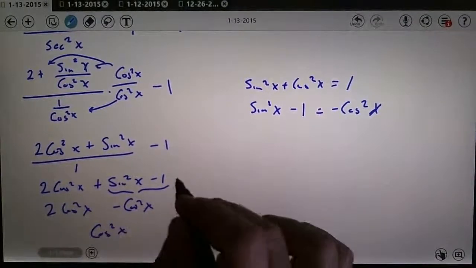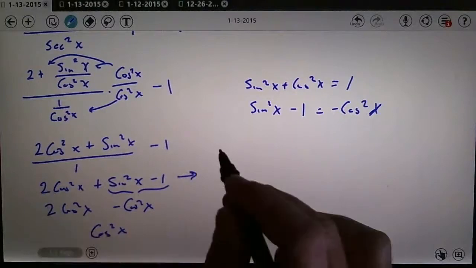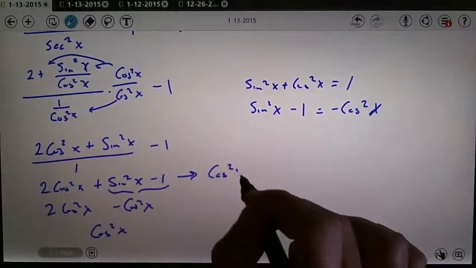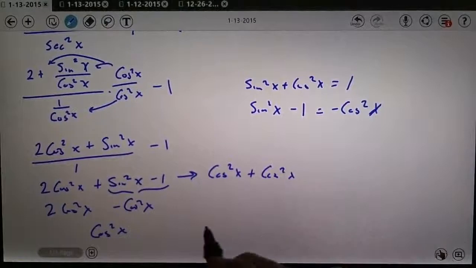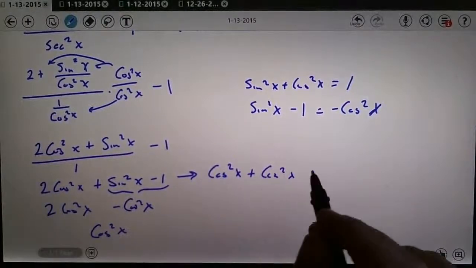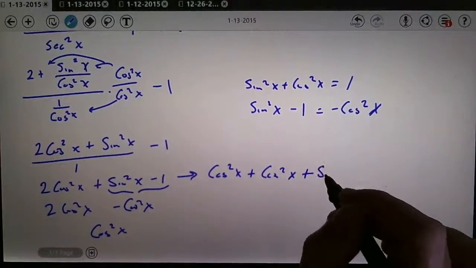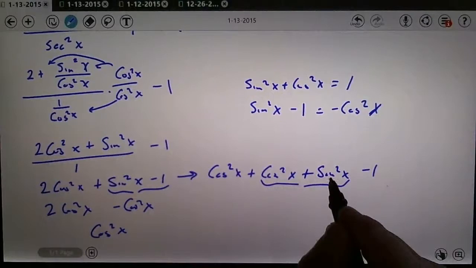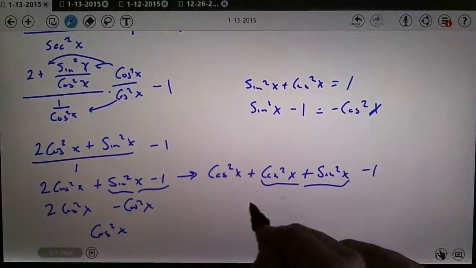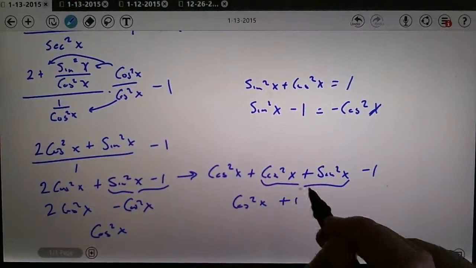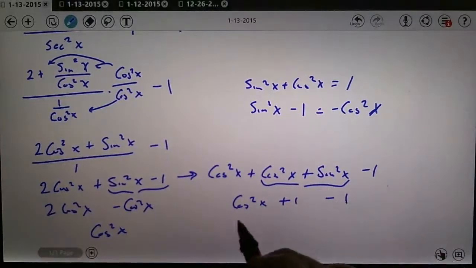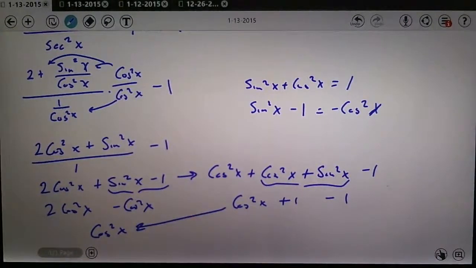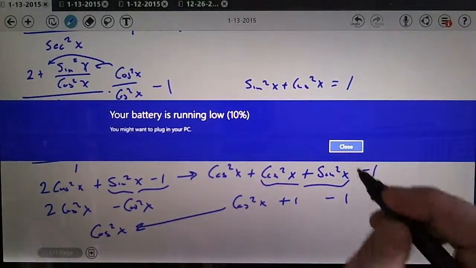The other way I see doing this is to take that 2 cosine squared x and write it as cosine squared x plus cosine squared x, because that's what 2 of them means. You've got 2 of them added together. And then you've still got the plus sine squared x and the minus 1. But now, the cosine squared x plus sine squared x is the same as 1. So I've got cosine squared x plus 1 minus 1. The plus 1 and the minus 1 go away, and we end up back over here. Okay. So that was the way I probably would have done it myself when I was a student.